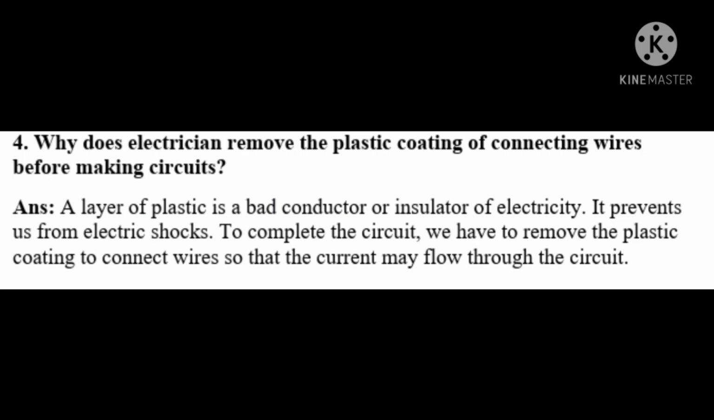Fourth question, why does an electrician remove the plastic coating of connecting wire before making a circuit? A layer of plastic is a bad conductor or insulator. Bad conductor or insulator means it does not allow the electric current to pass through itself. It prevents us from electric shocks. To complete the circuit, we have to remove the plastic coating to connect wires so that the current may flow through the circuit.